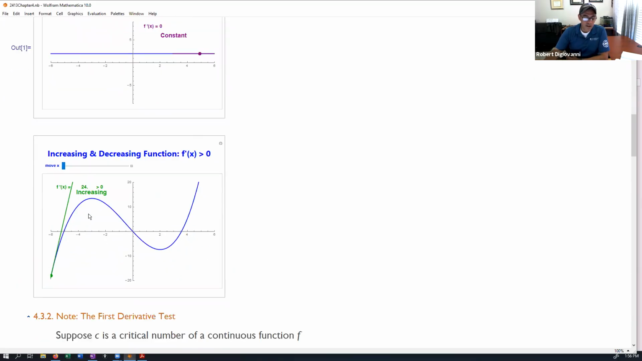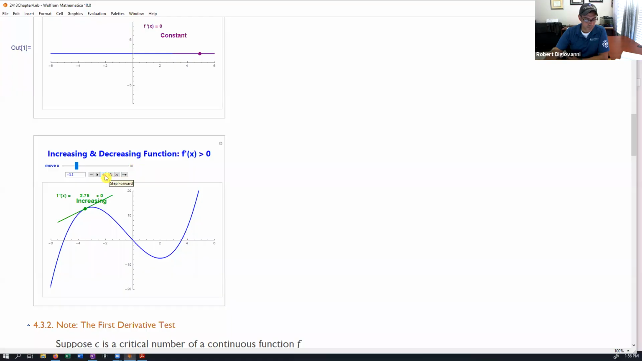Here's a function that changes, right? So look, pay attention to the derivative. As we move from left to right, the derivative is positive, positive, positive. We get to the top. When we get to the top of that hill, our derivative is 0.